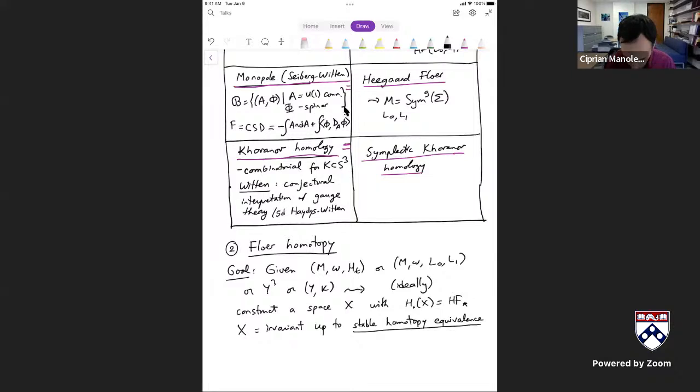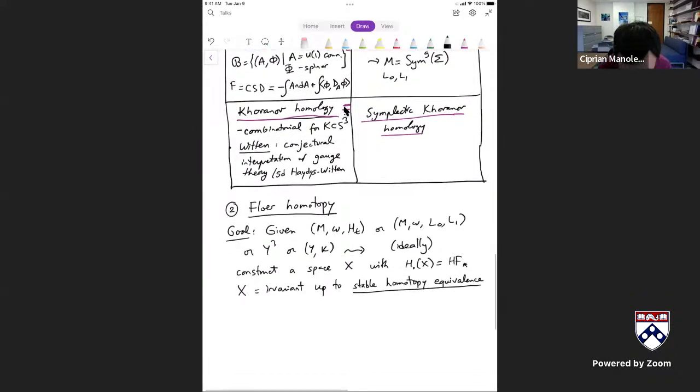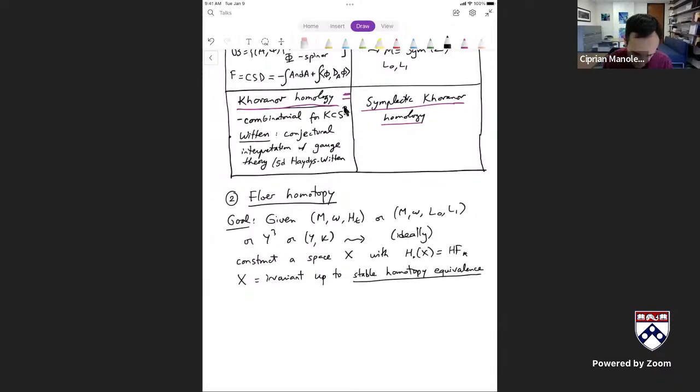I mean, the construction of Floer homology depends on some choices, like almost complex structures and stuff like that. But in the end, you get a group well-defined up to canonical isomorphism. Similarly, here you would like to get a space well-defined up to stable homotopy equivalence. I'll say in a minute what that is in case you don't know. So X would be called the Floer stable, but we sometimes drop this adjective, homotopy type.